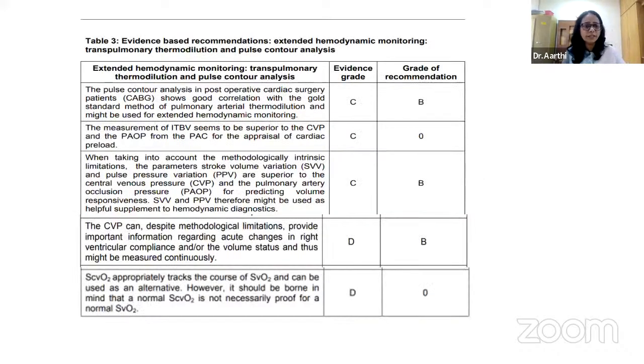Coming to the evidence, pulse contour analysis in postoperative CABG patients has a good correlation with the gold standard pulmonary artery thermodilution techniques, and measurements like intrathoracic blood volumes and pulmonary artery occlusion pressures using a PA catheter are recommended in major cardiac surgeries. CVP alone is not a good predictor of volume status, and mixed venous oxygen saturation could contribute along with other parameters to assess the hemodynamic changes.